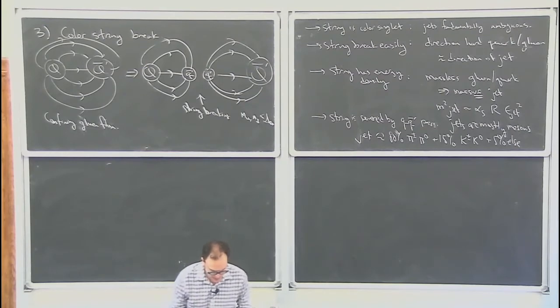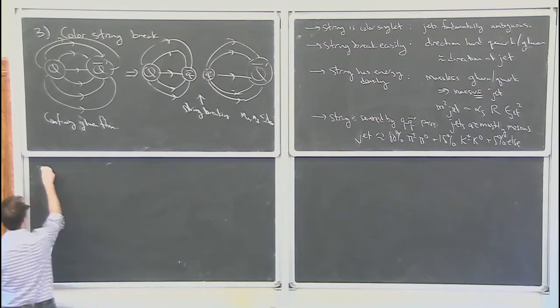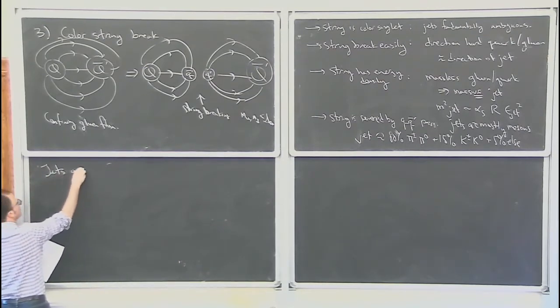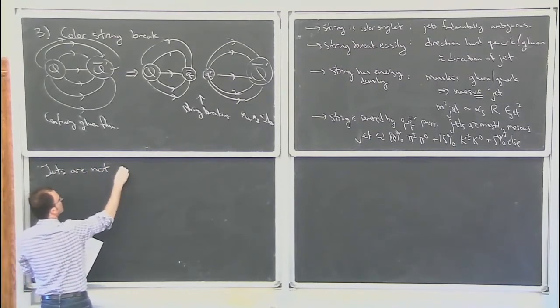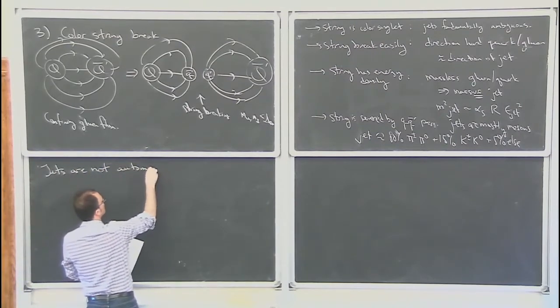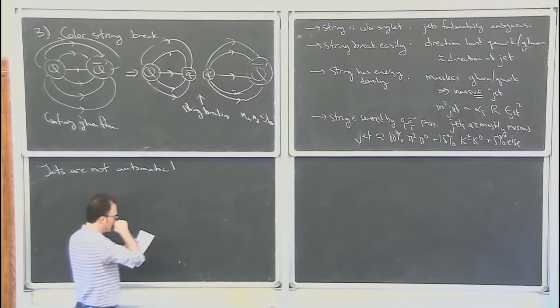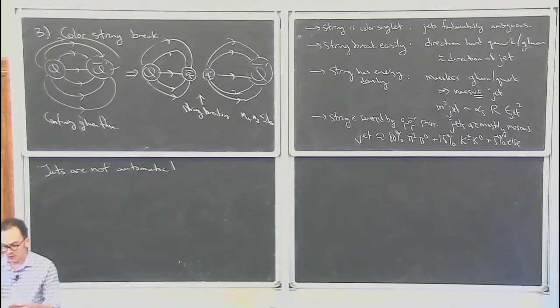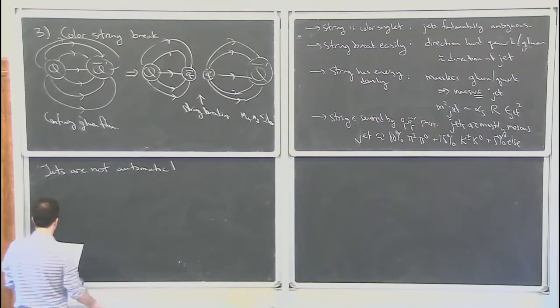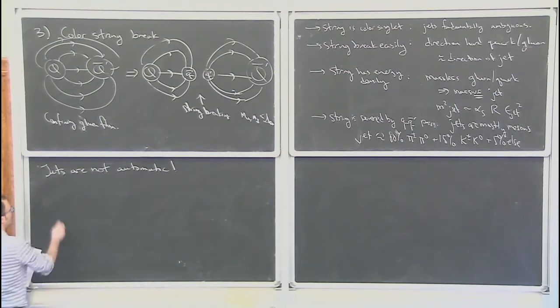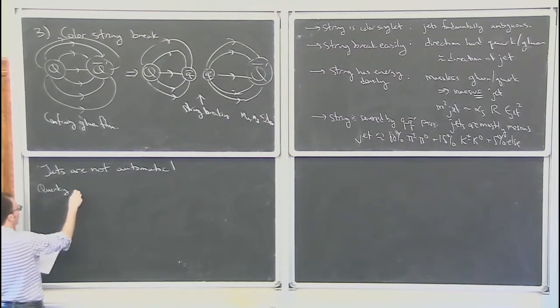So jets are not automatic. And one way we can talk about jets not being automatic is to imagine imaginary worlds that have different properties from QCD. One example of an imaginary world is what's been dubbed the quirky world. Instead of a world of quarks, you have a world of quirks.